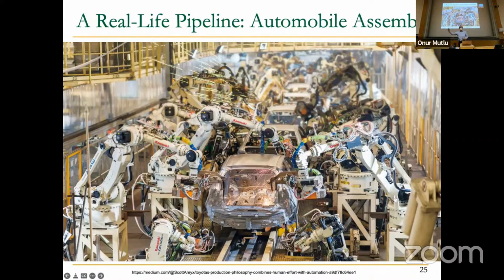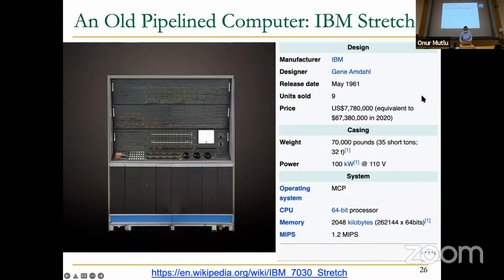And the car moves slowly through the pipeline, but the throughput is very high. Okay, and I will show you an example of one of the early machines that had a pipeline, and you can see this IBM Stretch. This machine is actually responsible for fetch, decode, and execute. Those names were provided by this machine.